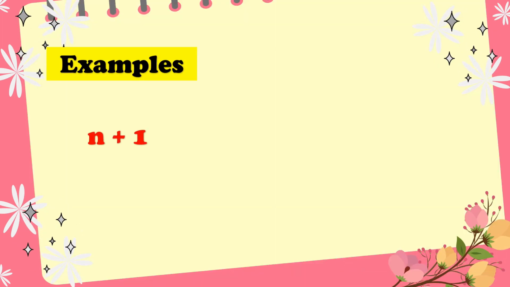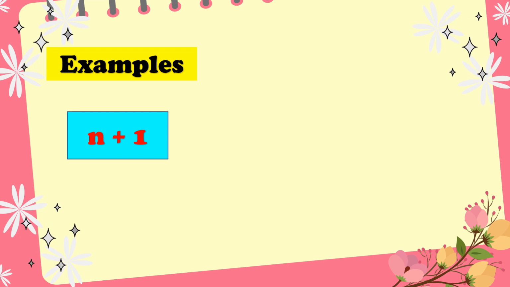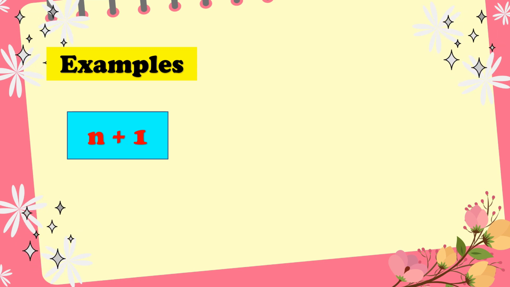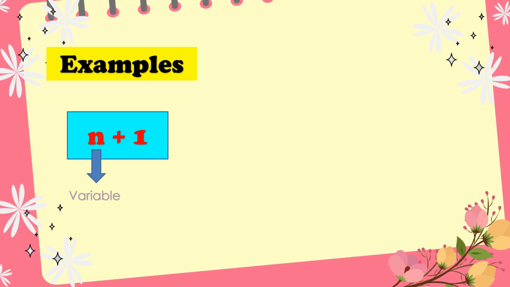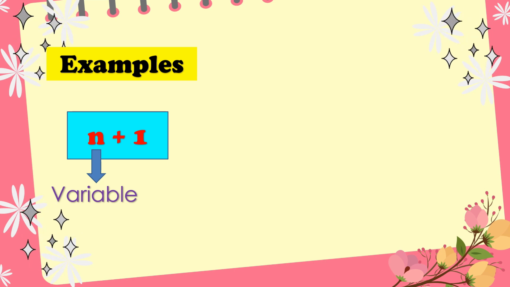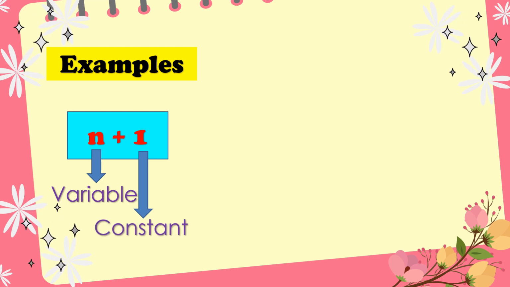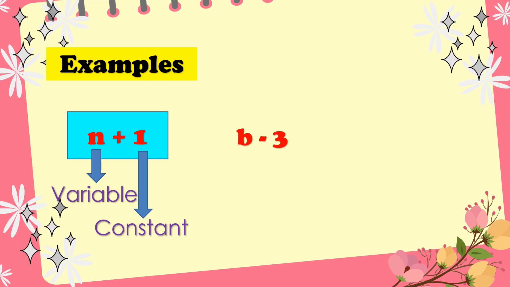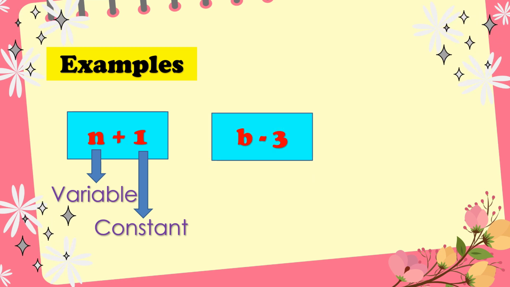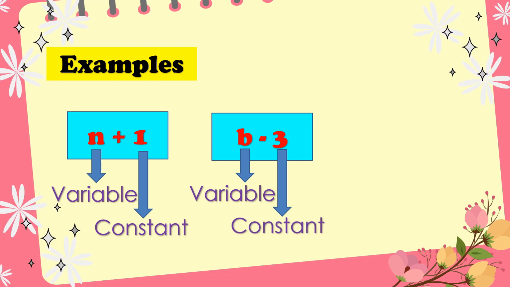Let us examine these examples. N plus 1. Let us identify the variable and constant in this expression. N is what you call variable because it stands for any value at a given time, and 1 is the constant. In the second example, we have b minus 3. The variable there is b, and negative 3 is the constant.